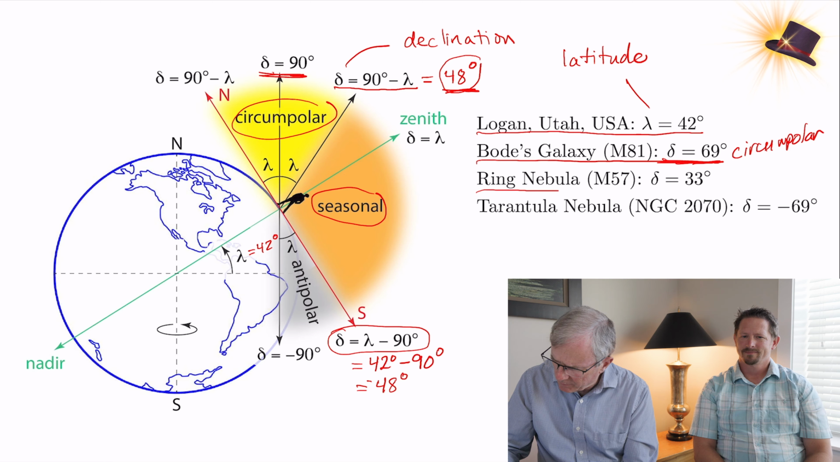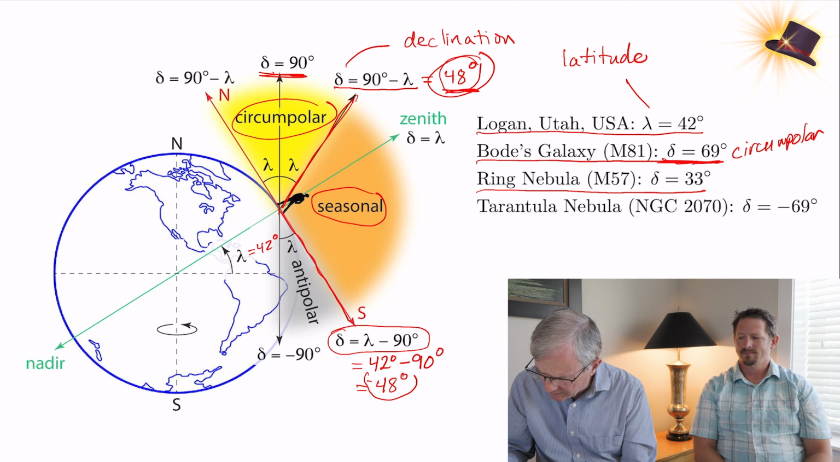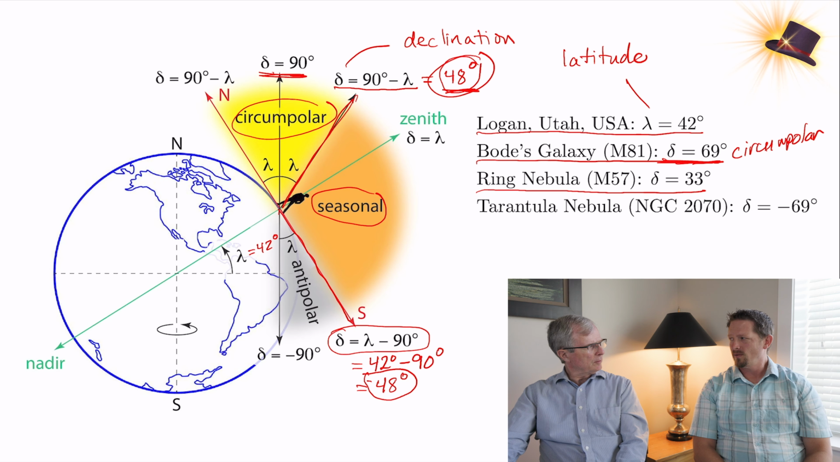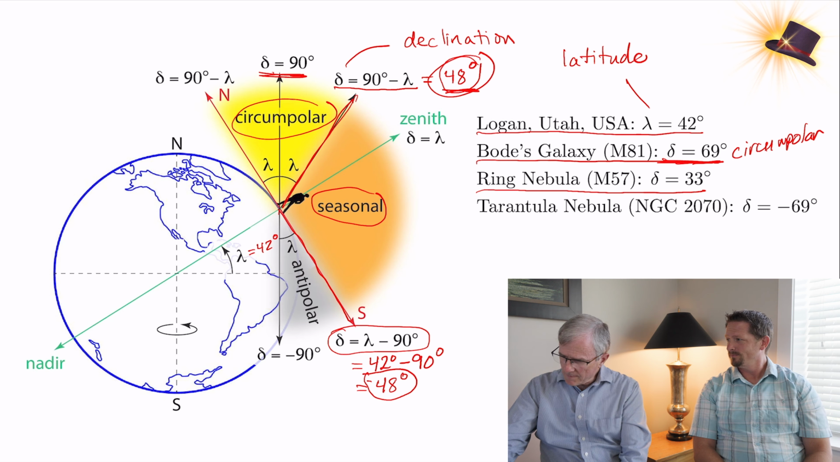So let's look at the Ring Nebula now. This dividing line here is at 48 degrees. This dividing line here is at negative 48 degrees. So where does the Ring Nebula fit? Its declination of 33 is between those two. So the Ring Nebula will be seasonal.